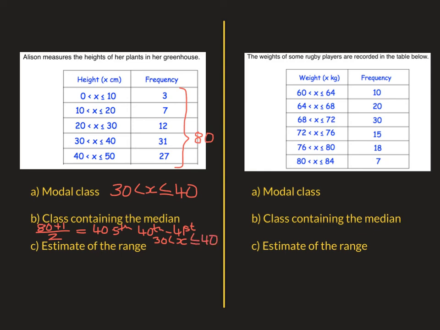And an estimate of the range: the highest class value it could possibly be is 50, the minimum it could possibly be is 0, so my estimate of the range is 50.